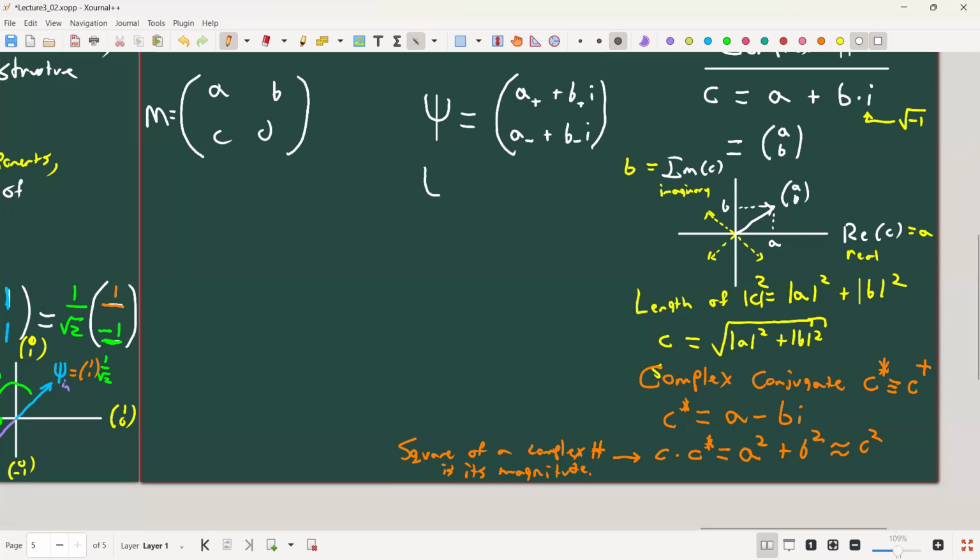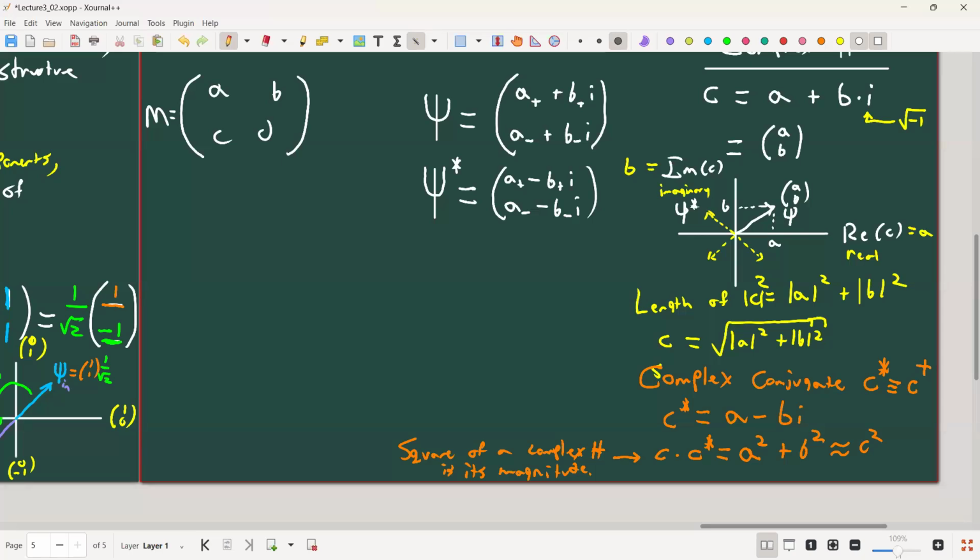There is also a complex conjugate of the wave function, which is a plus minus b plus I, and a minus b minus I. We just switched the signs. So if this is psi here on this picture over here, then the complex conjugate is just the one on the opposite side of the y-axis, 90 degrees.